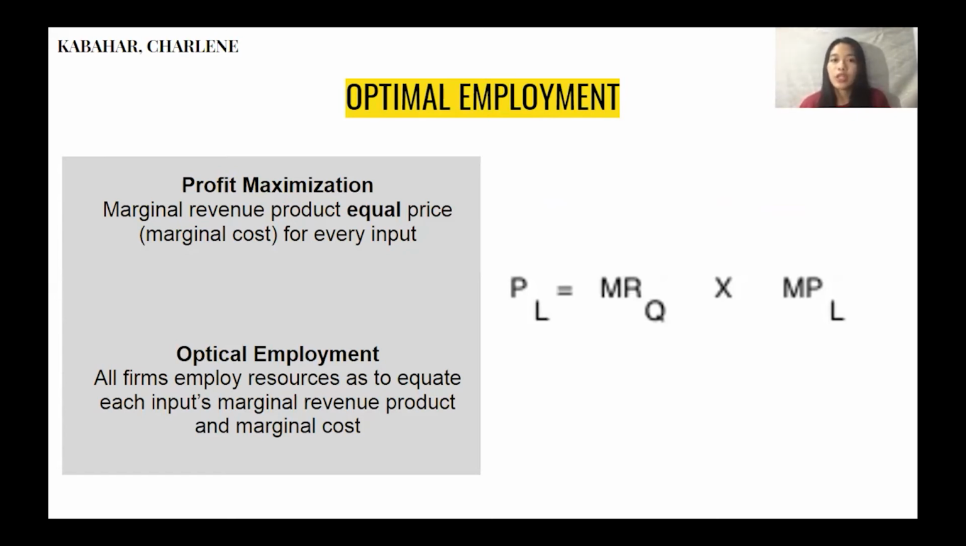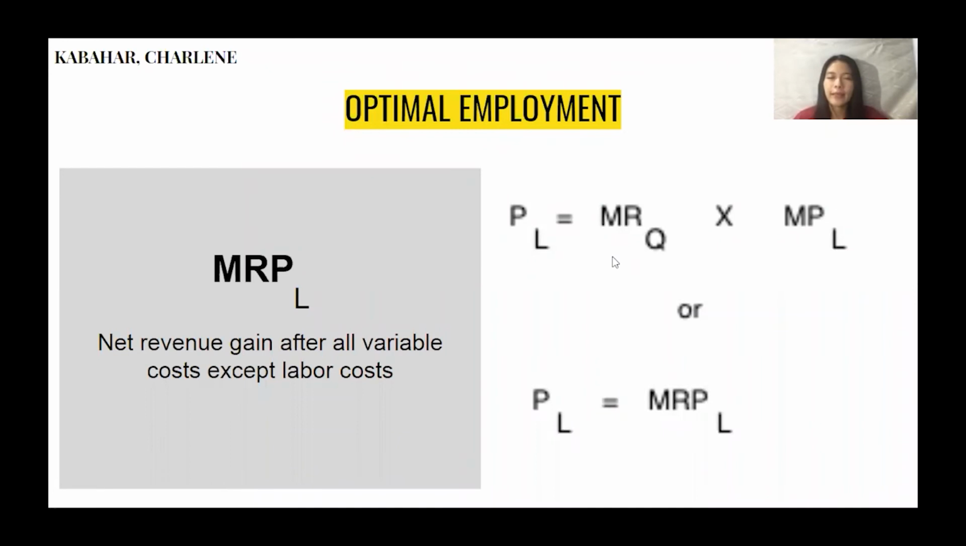When the marginal cost of an input factor is greater than its marginal revenue product, profit would increase by reducing employment. So there is optimal employment when all firms employ resources so as to equate each input's marginal revenue product and marginal cost. So in the formula, we have the price of labor equals the marginal revenue quantity times the marginal product of labor. So lastly, we'll be talking about the marginal revenue product of labor.